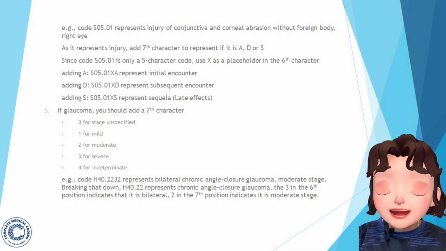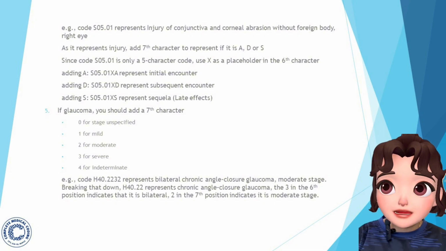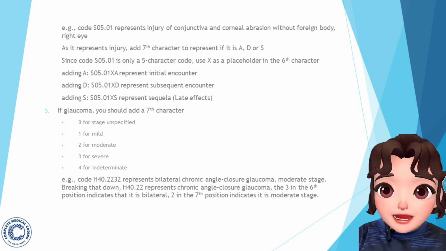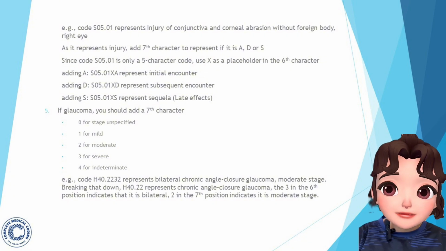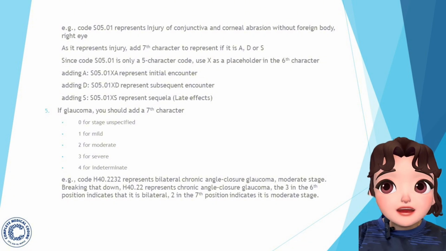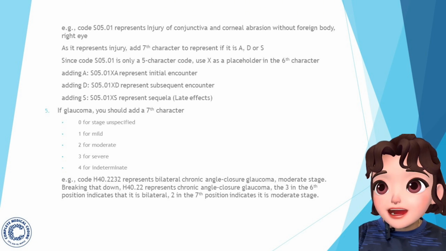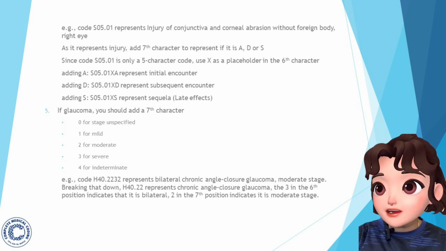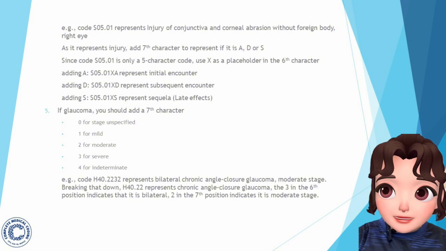But what will we add in the 7th character? These 5 numbers: either 0, 1, 2, 3 or 4. 0 for stage unspecified, 1 for mild, 2 for moderate, 3 for severe, and 4 for indeterminate. See the example. Code H40.2232 represents bilateral chronic angle closure glaucoma, moderate stage. That is the exact description of that code.